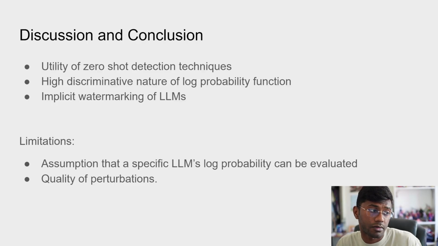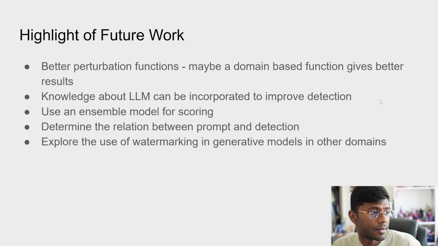And the assumption of being able to use the LLM's log probability function is a limitation, and the quality of perturbations is also another limitation. All right, because the quality of perturbations is a limitation because it could not represent real scenarios. It could make the text no longer maintain context or the same quality as the initial sample, which is what we explored in part 2. I'll talk a bit more about that in part 2.